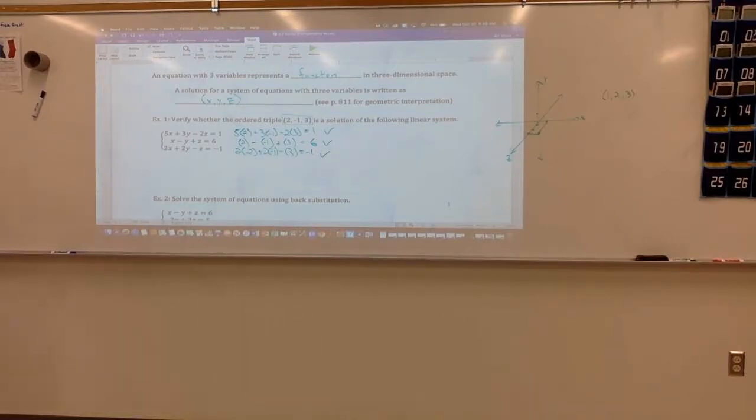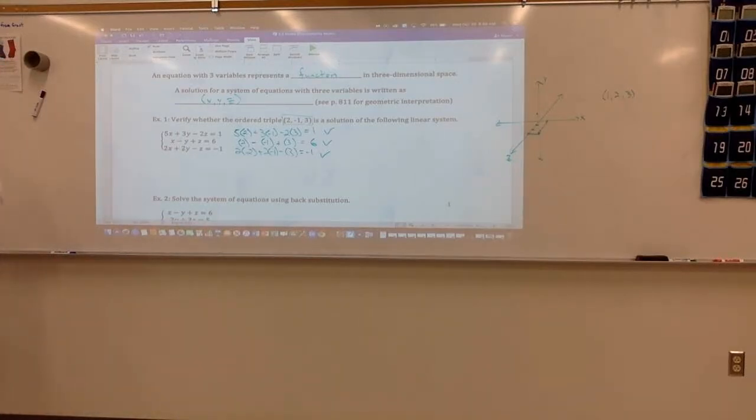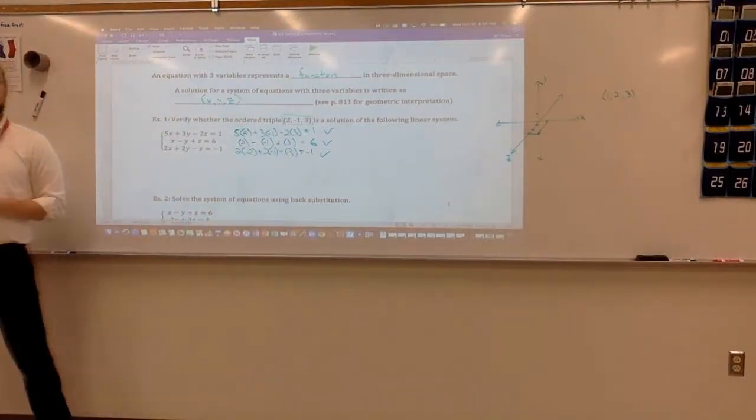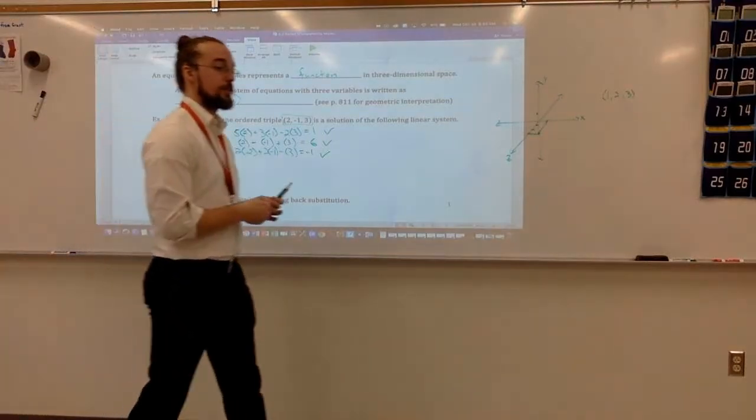What that means is if I were to graph these 3 lines in 3-dimensional space, they would all intersect at this point. Since unless lines are parallel, they're always going to intersect somewhere on a two-dimensional graph, is it a lot harder for them to all intersect on a three-dimensional graph? It is, yes. That's a good question.